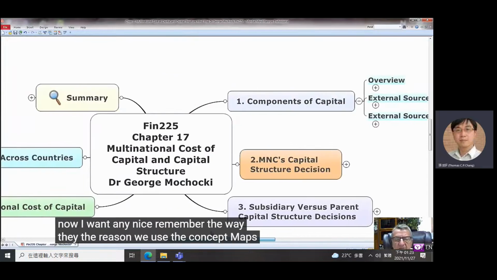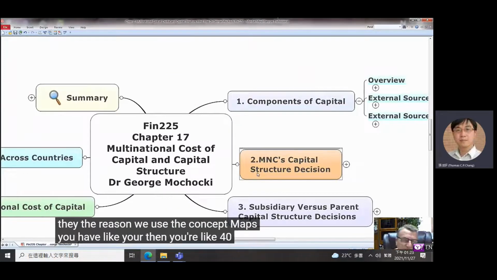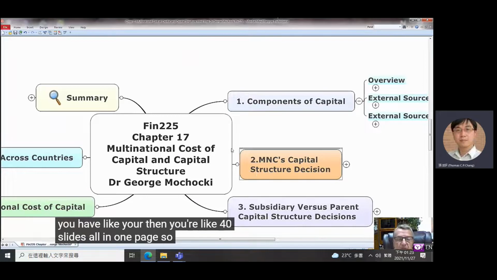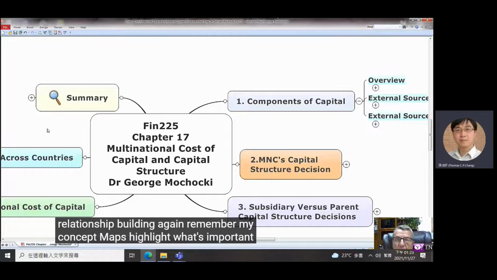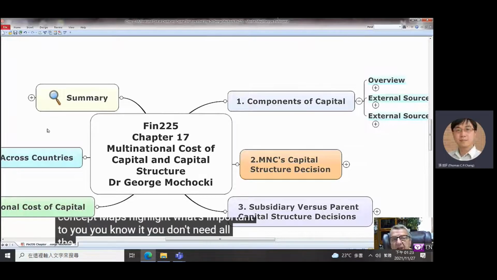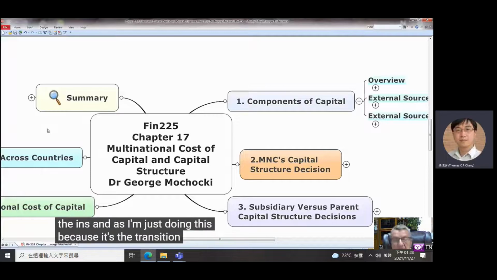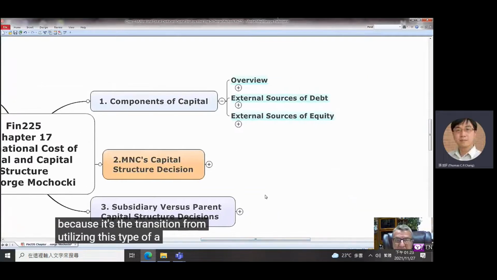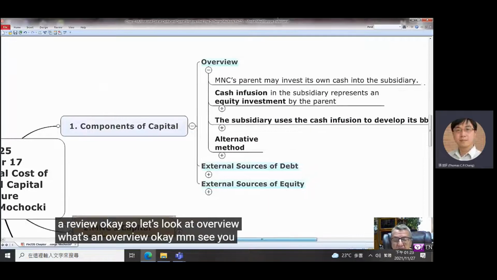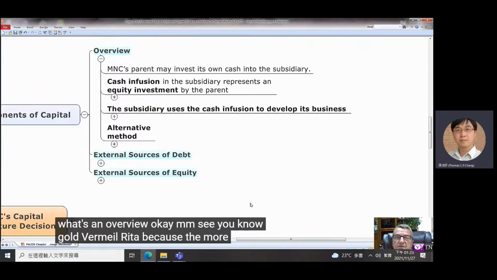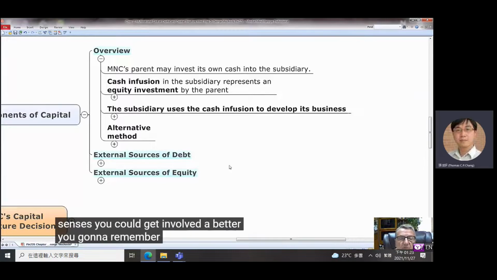The reason I use the concept maps, you have like here, I think like 40 slides all on one page. So what I wanted to do, so you could see how it's the relationship building. Again, remember my concept maps highlight what's important to you. You know it. You don't need all the ands and as. I'm just doing this because it's a transition from utilizing this type of presentation or a review. So let's look at the overview. I'll read it, because the more senses you get involved, the better you're going to remember.